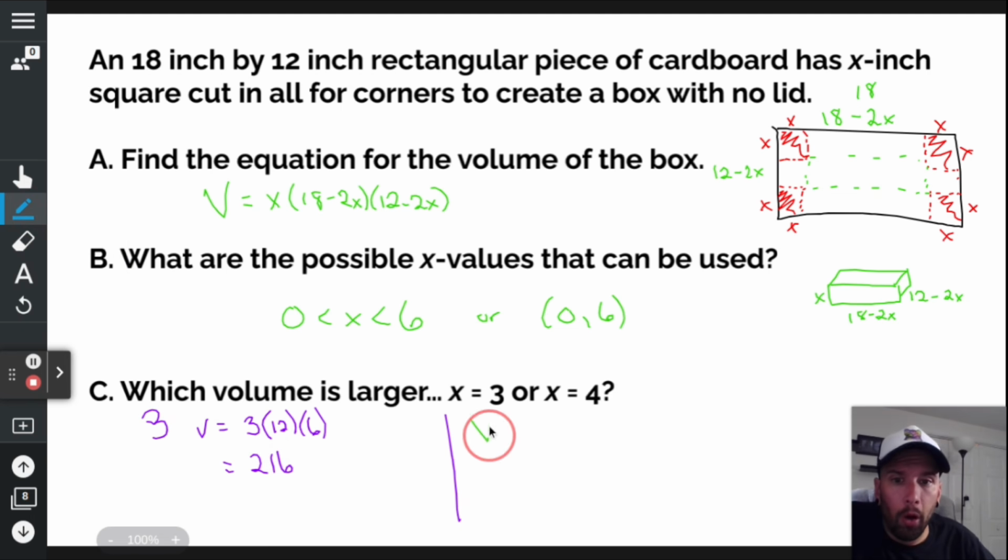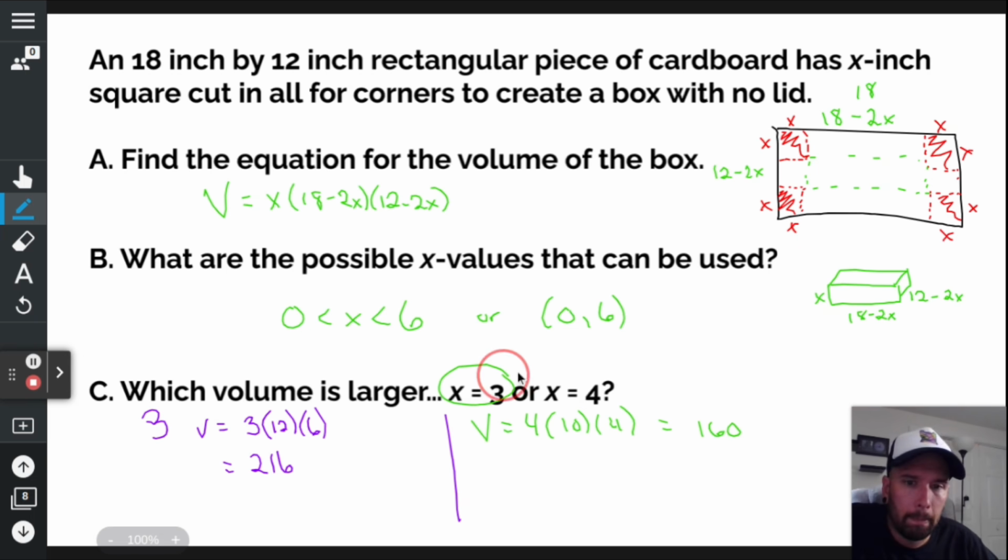Okay, well, the volume is going to be x, 18 minus 8, 12 minus 8, 4 times 10 is 40 times 4 is 160. So which is larger, when x is 3 or 4?